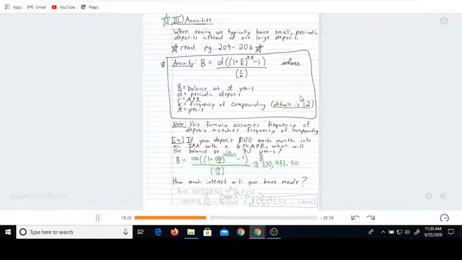So how much interest will you have made? Well, let's look at that. How much did we pay? We paid $100 each month, so that's 12 times a year for 30 years. So we deposited $36,000. We deposited $36,000, but we're ending up with a little over $100,000. So we take the difference. Our balance will come out to $100,451.50, minus the $36,000 we deposited. And there we'll get our answer.